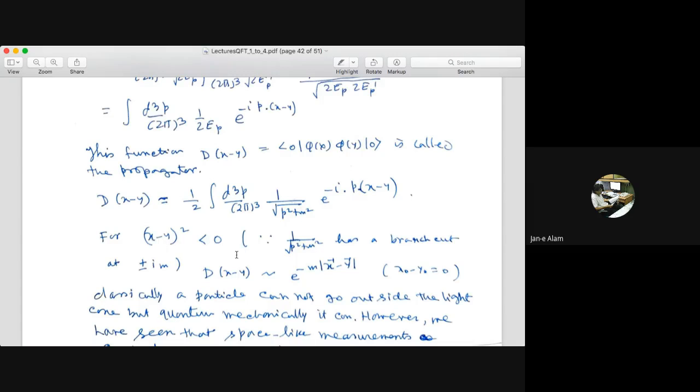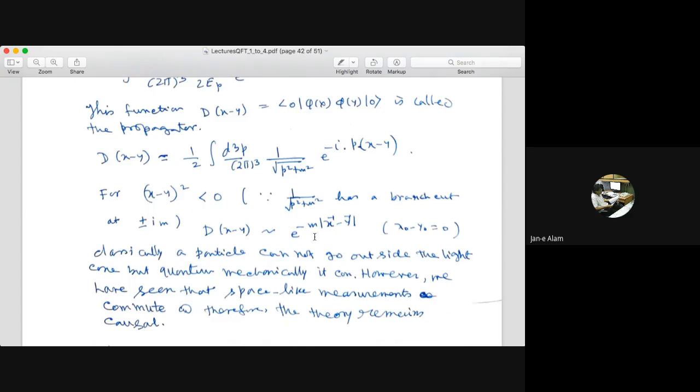Okay, now for a space-like domain, I want to evaluate that. You see what we have done here. I want to do this integration, and you have a root over p square plus m square, right? And this root over p square plus m square has a branch cut at p equal to plus minus im, because this will give a solution p square equal to minus m square. So p will be plus minus im. So you have a branch cut here. Qualitatively, I am doing this.